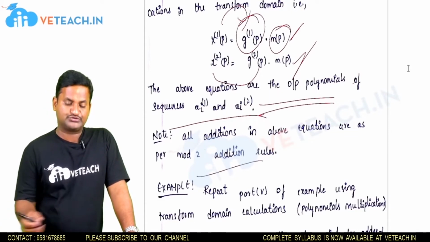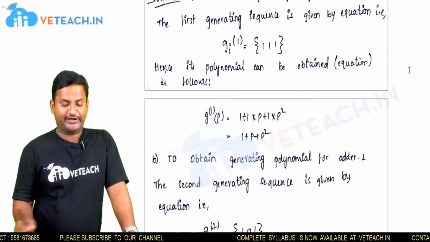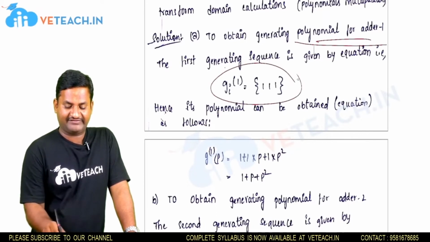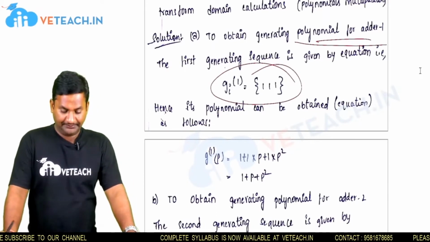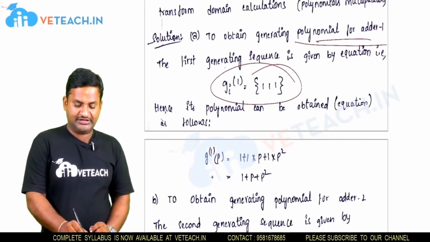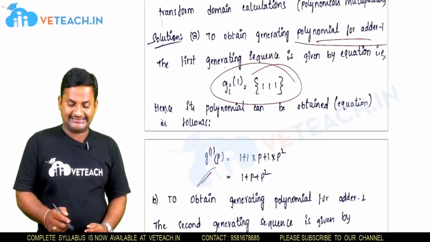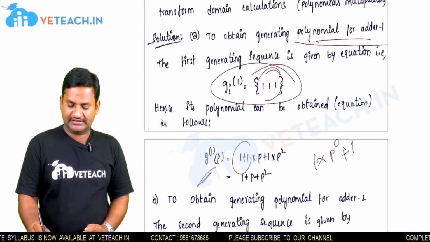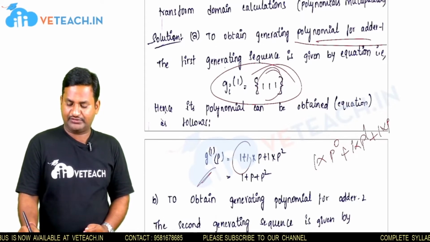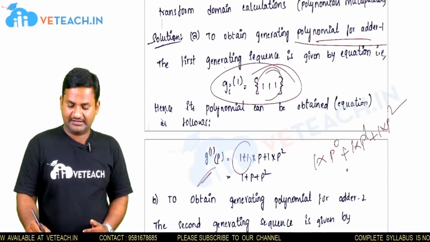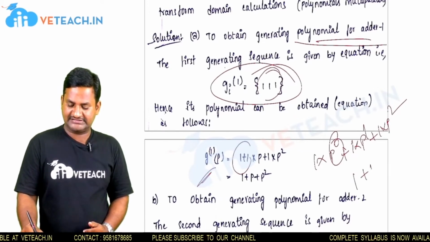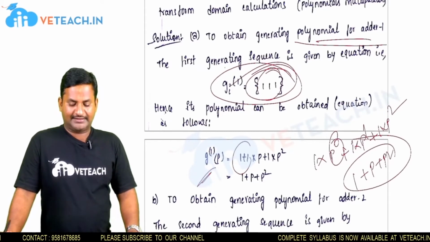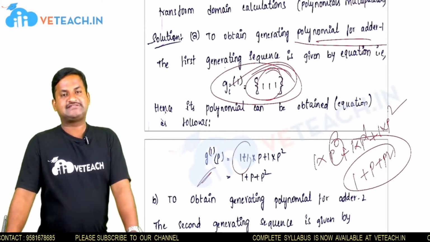Here the same modulo 2 operation rule will be used with an example. To obtain the generating polynomial for adder 1, the first generating sequence is 1, 1, 1. What is its code? The representation is g power 1 of p. The data is 1, 1, 1, so 1 into p power 0 plus 1 into p power 1 plus 1 into p square. So what is the final equation? Anything power 0 is 1, so 1 plus p plus p square. With respect to the input, g power 1 of p will be like this.